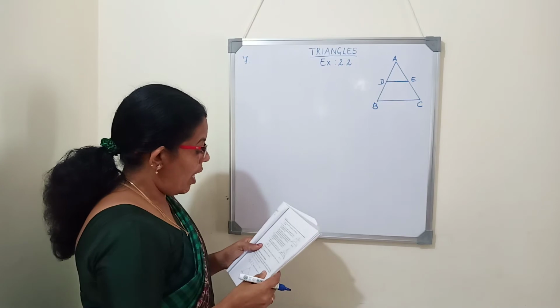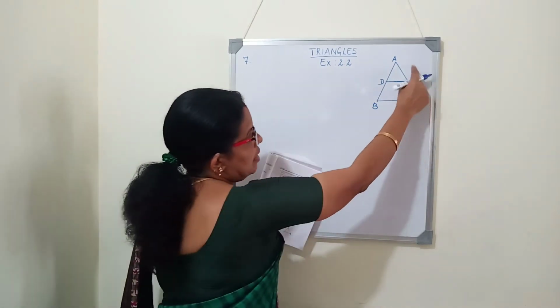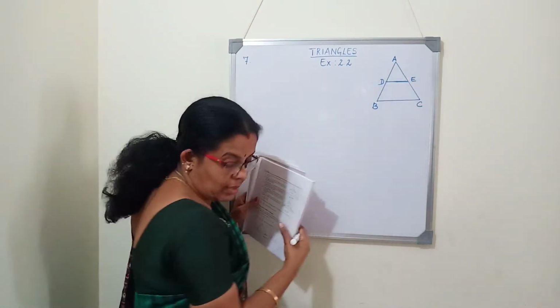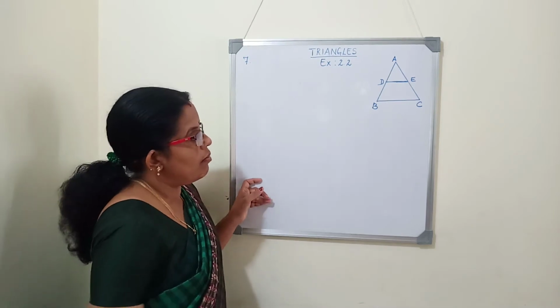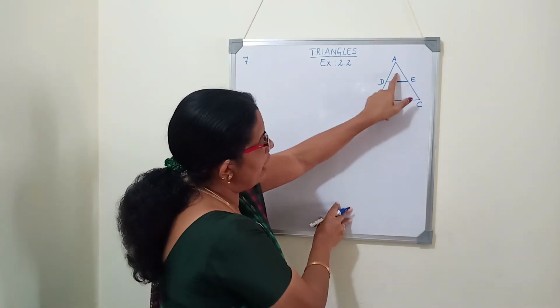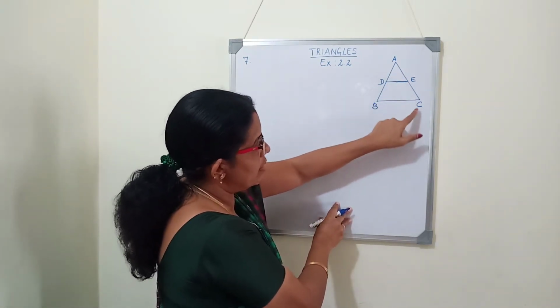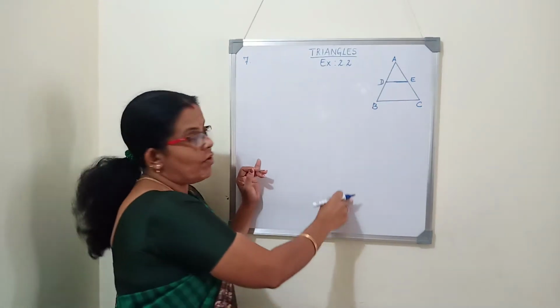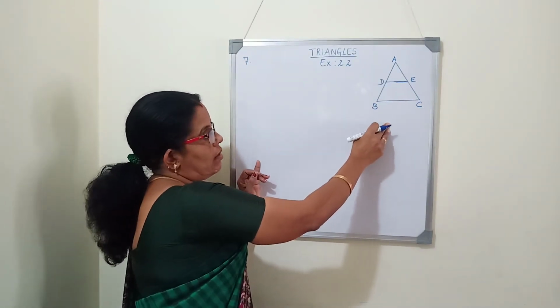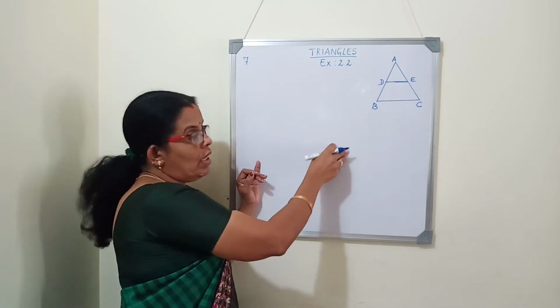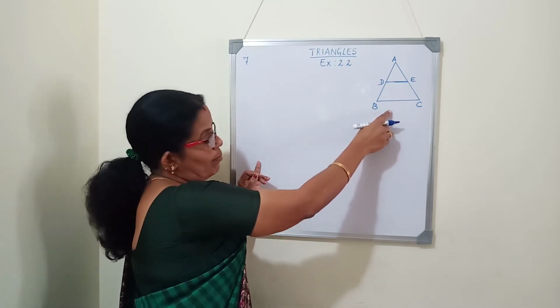We have to prove that this line bisects the third side. So the third side is AC. Bisecting the third side means it will divide the third side equally. That is, we have to prove that AE is equal to EC. This we already learned in 9th standard. Can you tell me which theorem this is? This is the converse of the midpoint theorem.